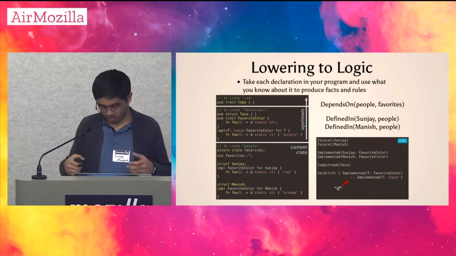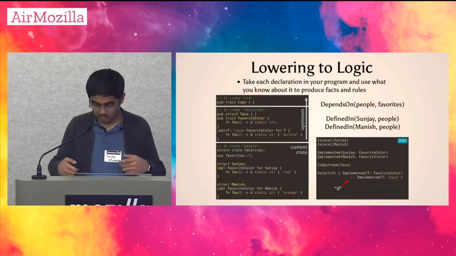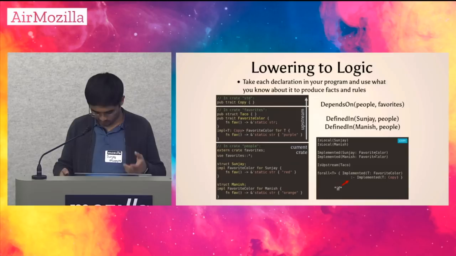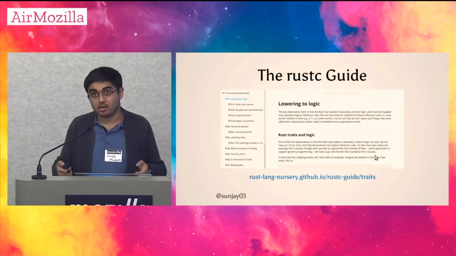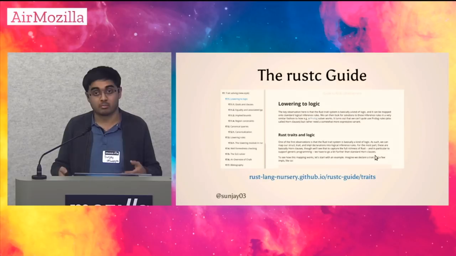In the next section of this talk, we're going to see how this allows us to elegantly represent the very complex orphan rules that we described earlier in terms of logic. There's a lot of details about Chalk and the lowering process, which I couldn't get into today. But if you're interested in finding out more, the online rustc guide actually has an entire section on the new style trait solving implemented in Chalk.